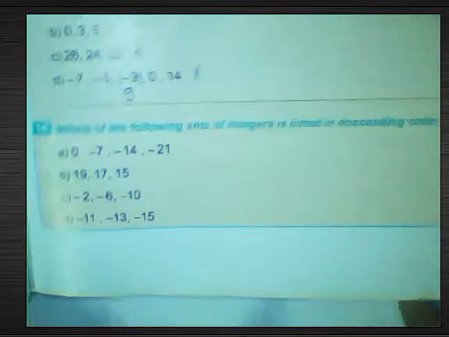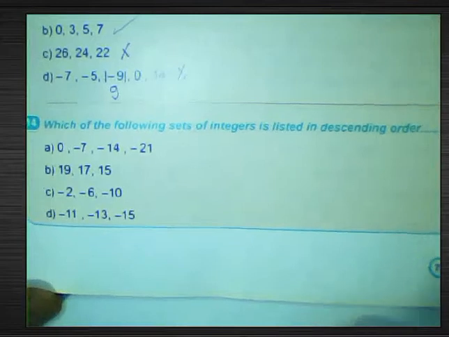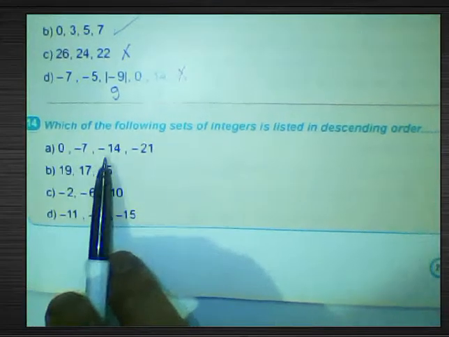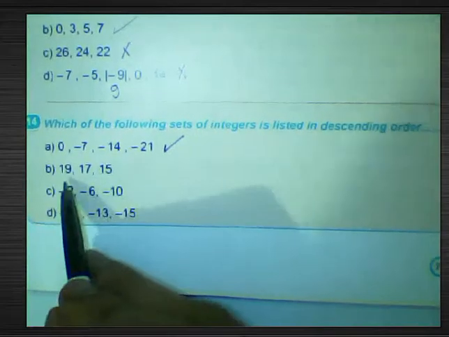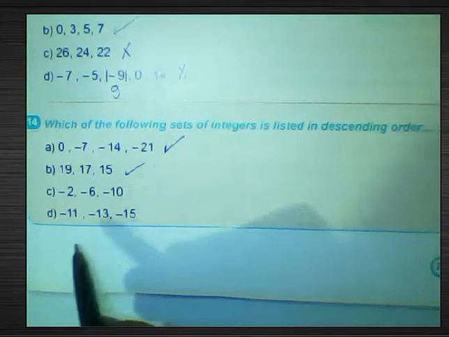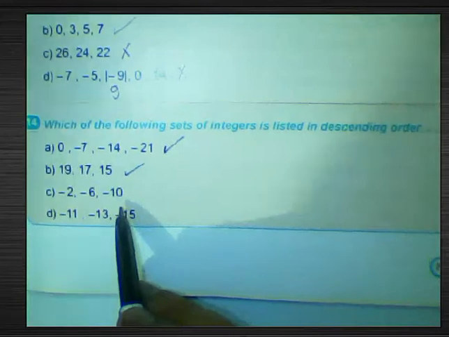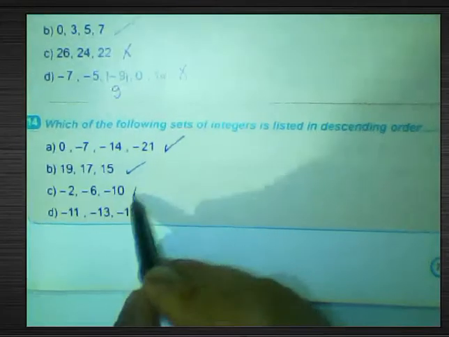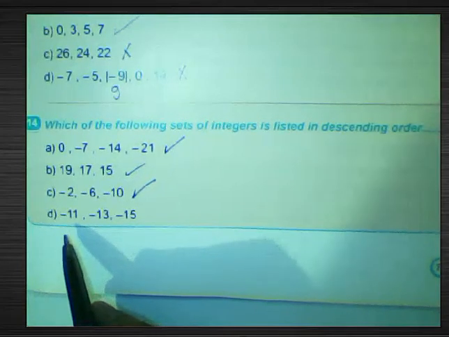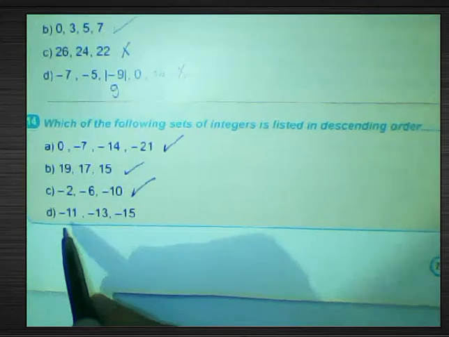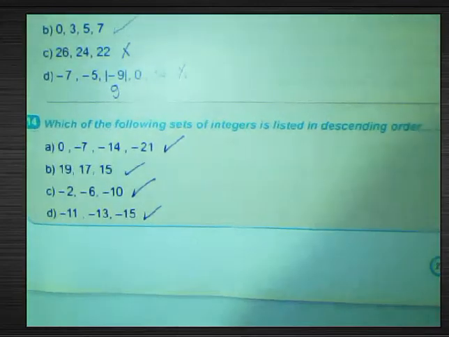Question 14. Which of the following sets of integers is listed in descending order, from greatest to smallest? 0, negative 7, negative 14, negative 21. It's descending order. 19, 17, 15. It's a descending order. It's true. Negative 2, negative 6, negative 10. It's from greatest to smallest. It's true. Negative 11, negative 13, negative 15. It's a descending order. So the result will be true.